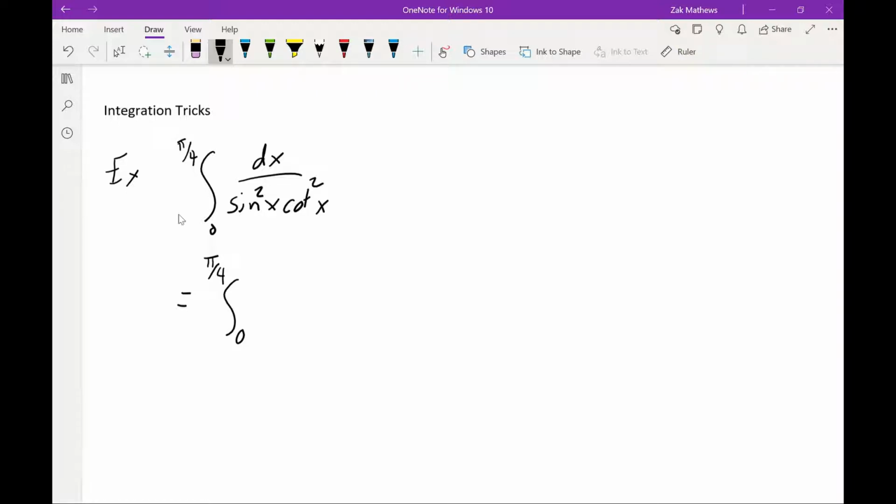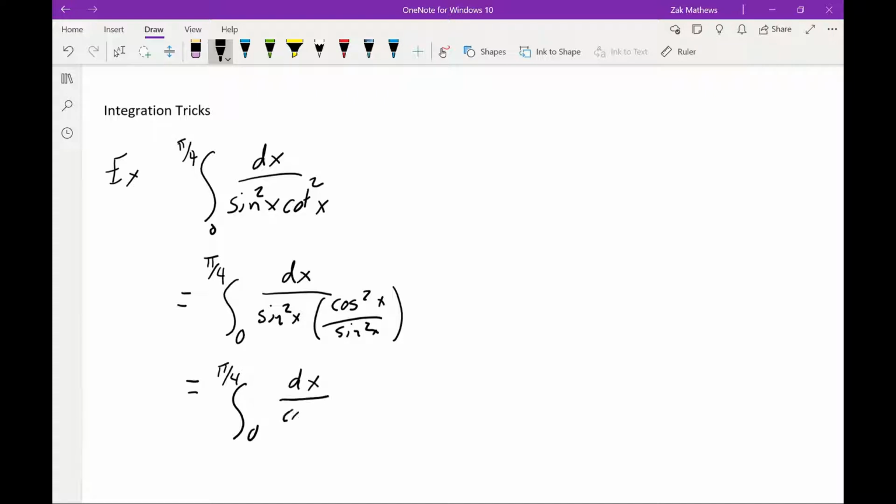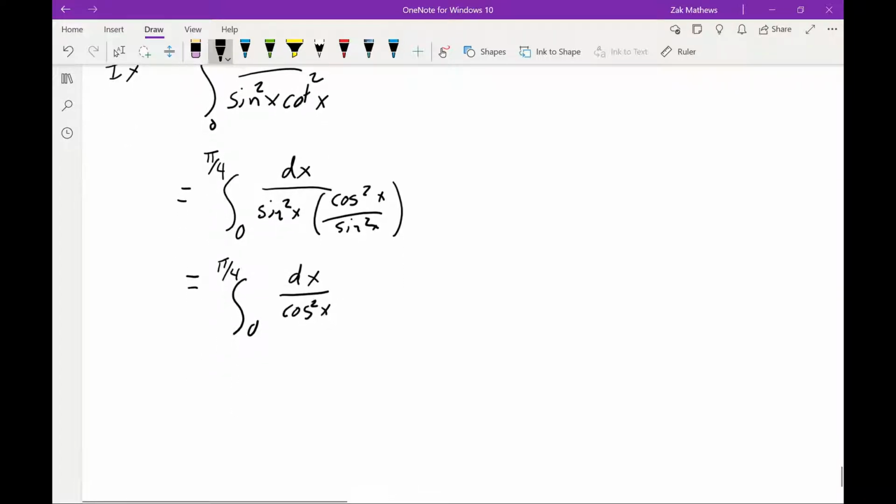So one trick that we always find helpful with trig is to write things in terms of sine and cosine. Cotangent is cosine over sine. And so if it was squared, well then both of those have to be squared. And the second we do that, we recognize very quickly that the sine squareds cancel. We're left with dx over cosine squared x. So better, right? This is looking much better already, but this is still not something that we know how to find the antiderivative for.